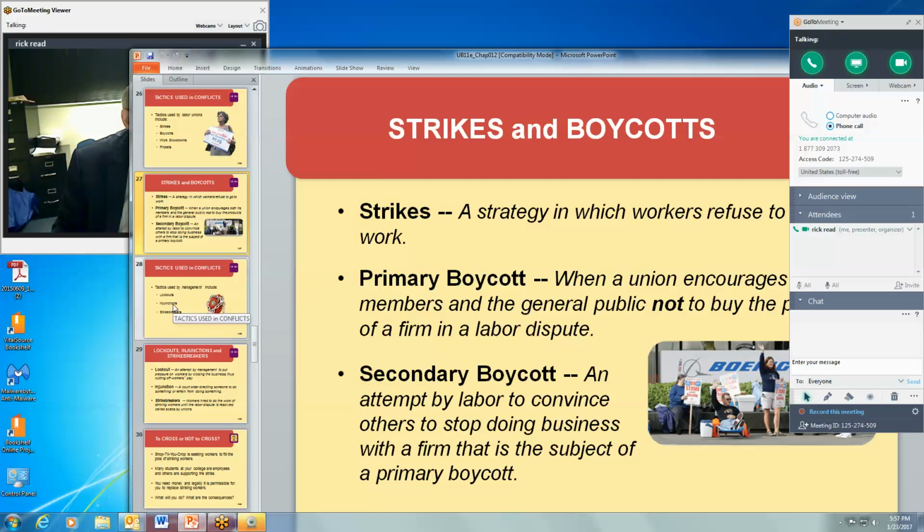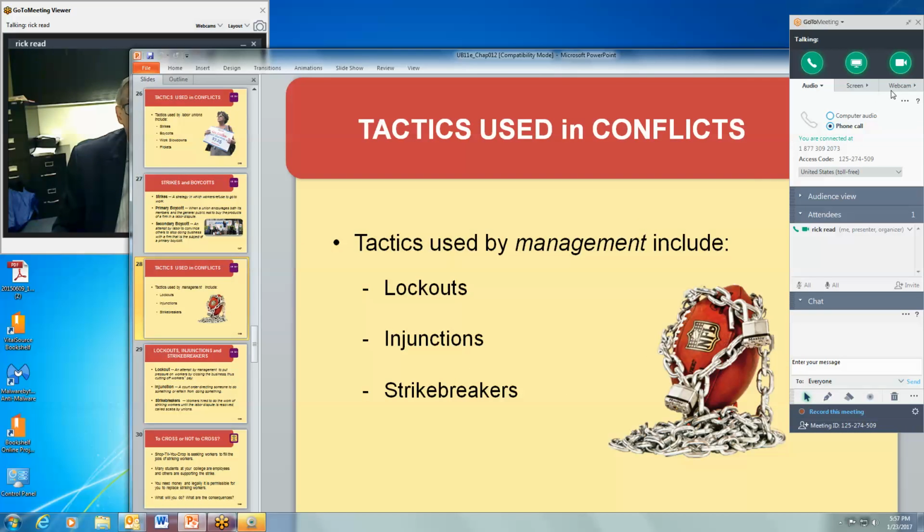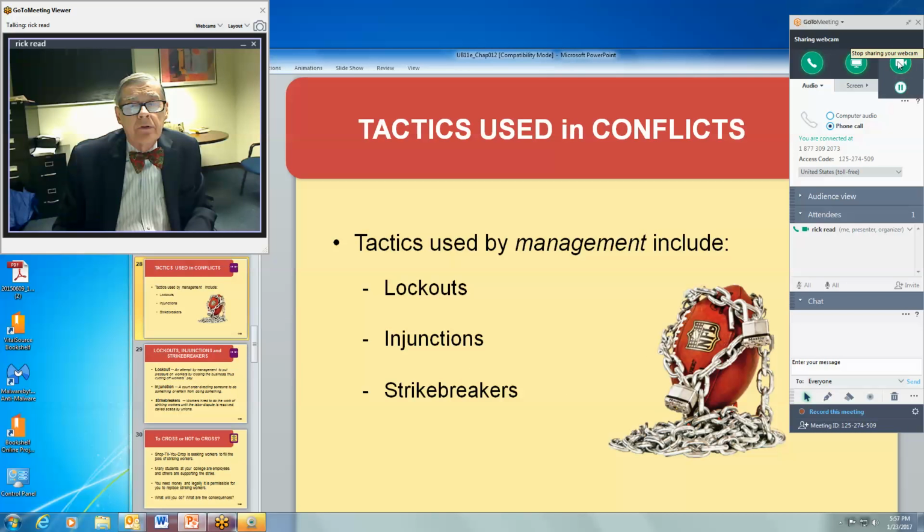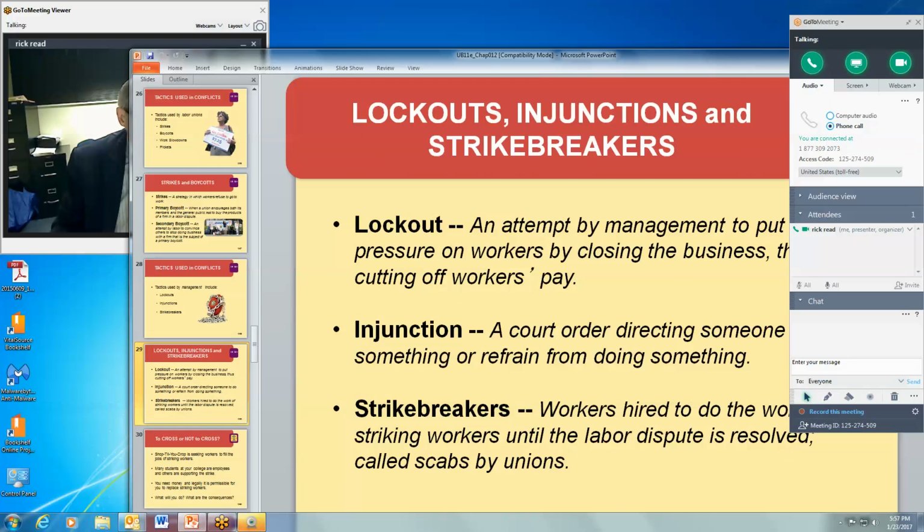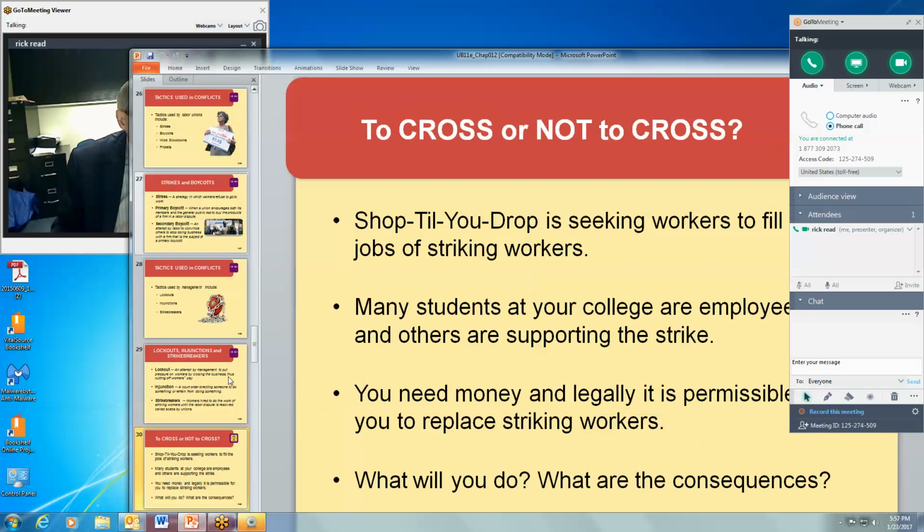That's what management does: it locks out. "Okay, you guys talk about going on strike, we'll just lock the doors. You won't come to work, and if we lock the doors, we don't have to pay you." They'll go to court to seek an injunction to have the workers come back to work. That doesn't happen as often as it used to. And then they'll hire strike breakers. We're going to skip that one because that's in your text that you can work on or not.